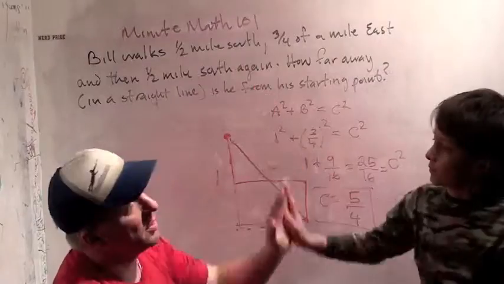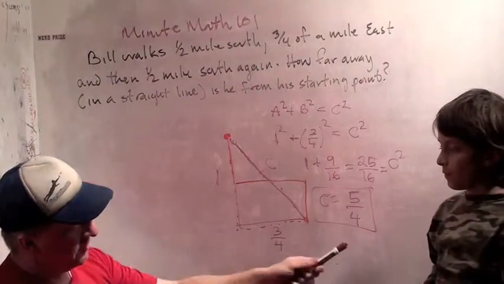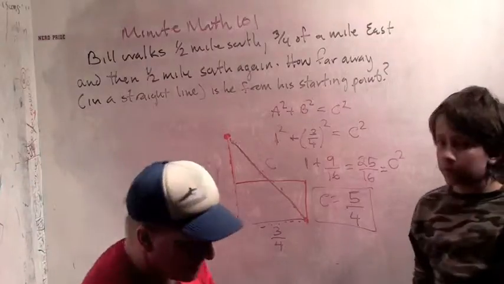5/4. Great. This is a hard problem, by the way. Only about 20% of the people got this right. 20% is 1 out of 5. 1 out of 5 people got this right. This is a tough problem.